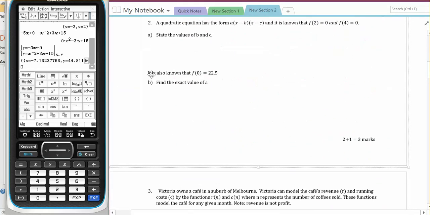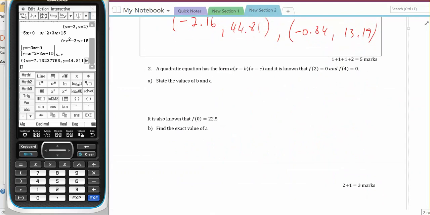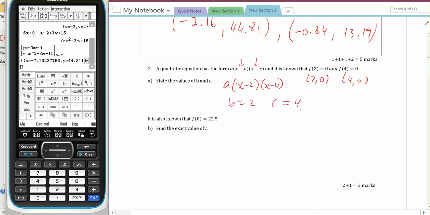Next question. We've got a quadratic function. We know that the x-intercepts are (2, 0) and (4, 0). You need to be able to read function notation. I know that in factored form, an x-intercept of 2 means this, and an x-intercept of 4 means that. It's the opposite of what you expect. You have to be careful because the model already has negatives there, so your b and c values will actually be positive. Your b would be 2, your c would be 4.